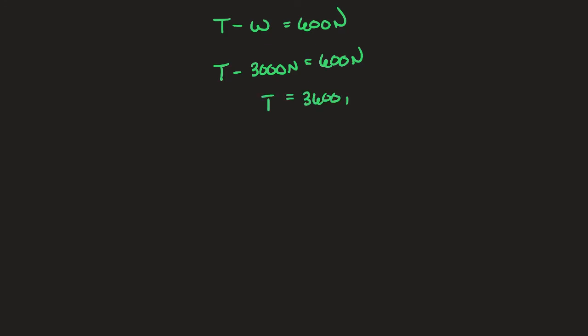So what I'm left with is tension minus weight equals 600 newtons. Moreover, tension minus, what was the weight of the elevator? 3,000 newtons equals 600 newtons. Which means the tension in the cable must be 3,600 newtons.